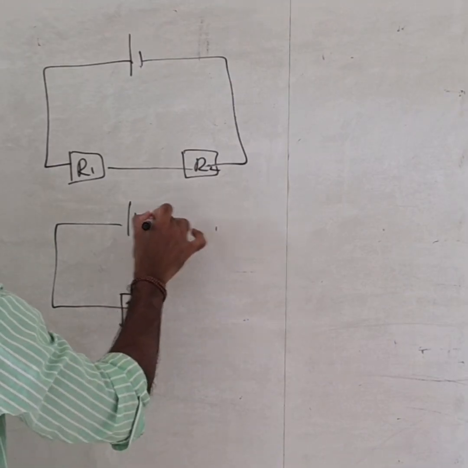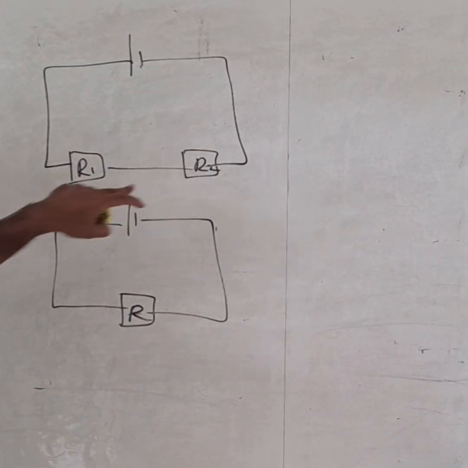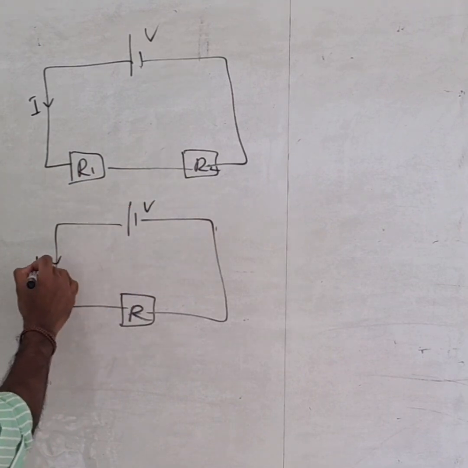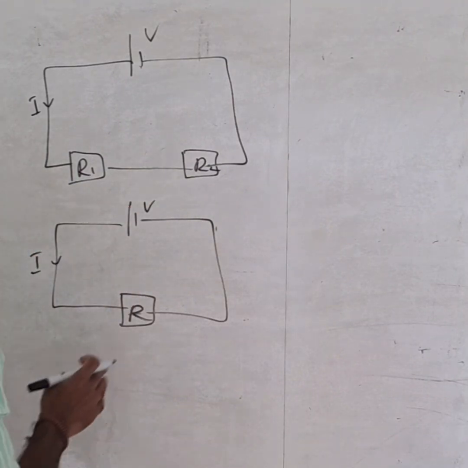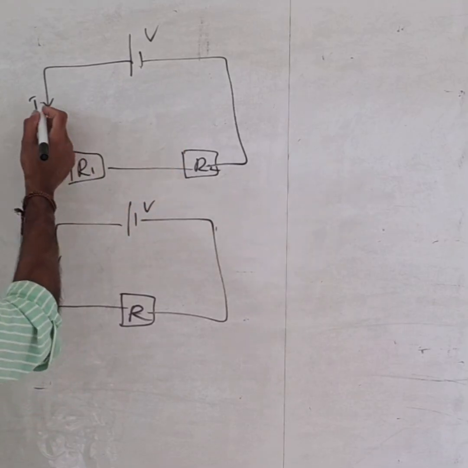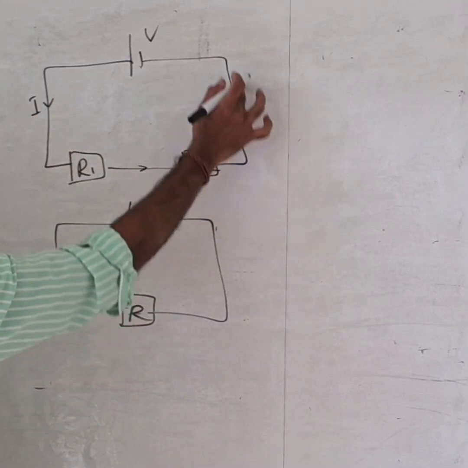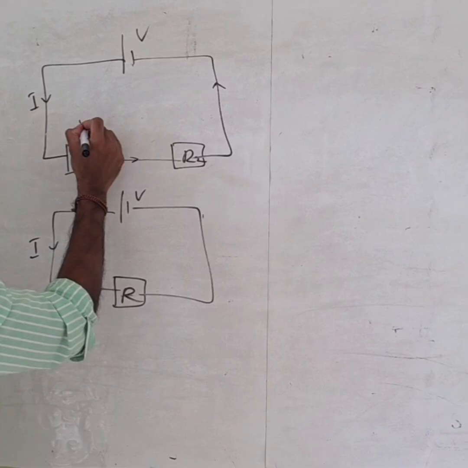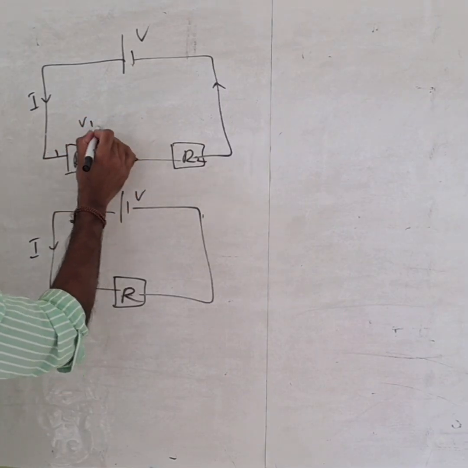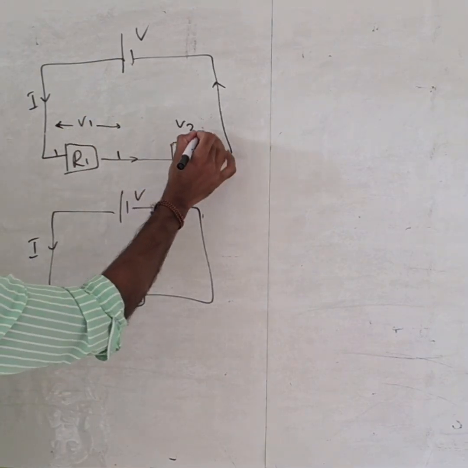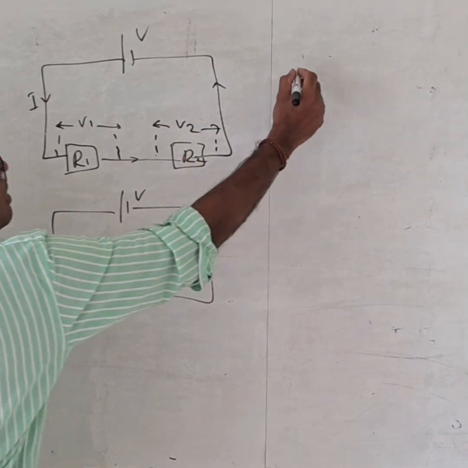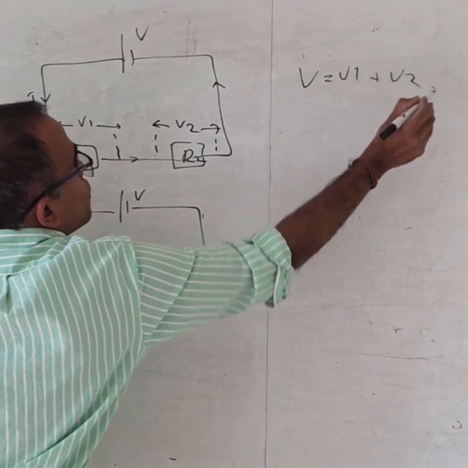Let's prove it. In this series circuit, we have V here, I here, R1, R2, the same V and the same I. We are going to find the equivalent single resistor here. The same current I passes all the way through. In this circuit, the voltage of the battery is divided across these two resistors. Say the voltage across these two points is V1 and the voltage across these two points is V2, then we can say V is equal to V1 plus V2.